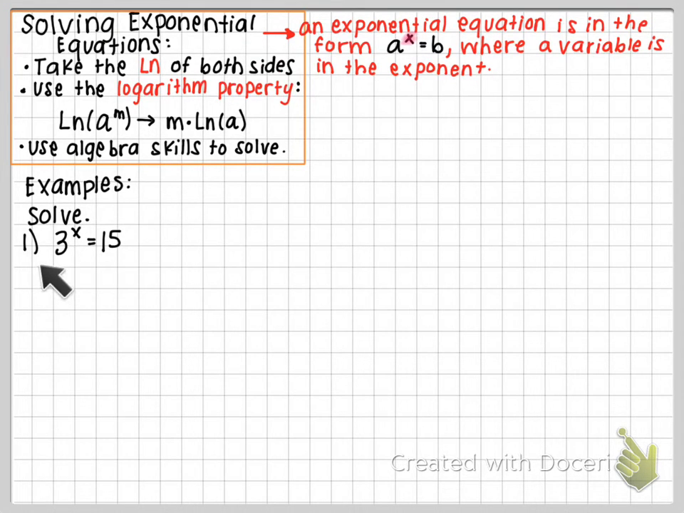So I'm going to put ln just in front of 3 to the x and ln in front of 15. Okay, so all I did was I didn't change these numbers, I just put ln in front of it. Now what's the next step?